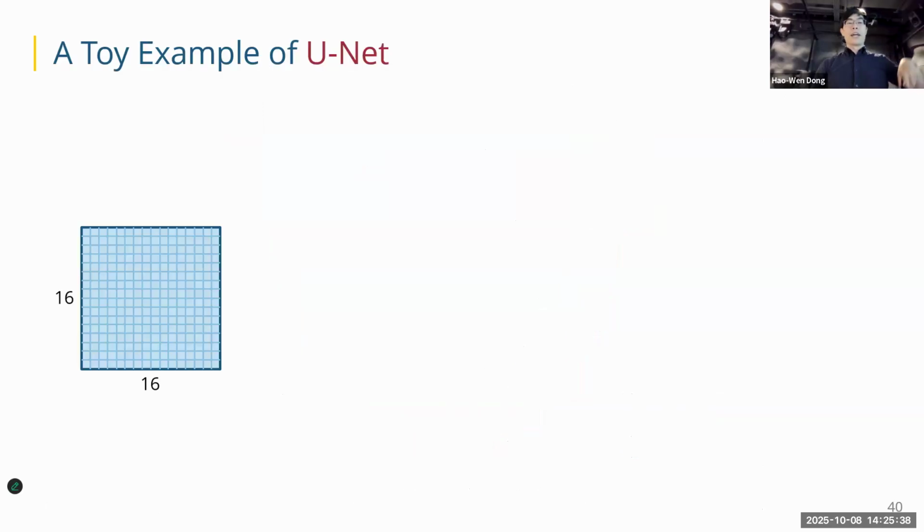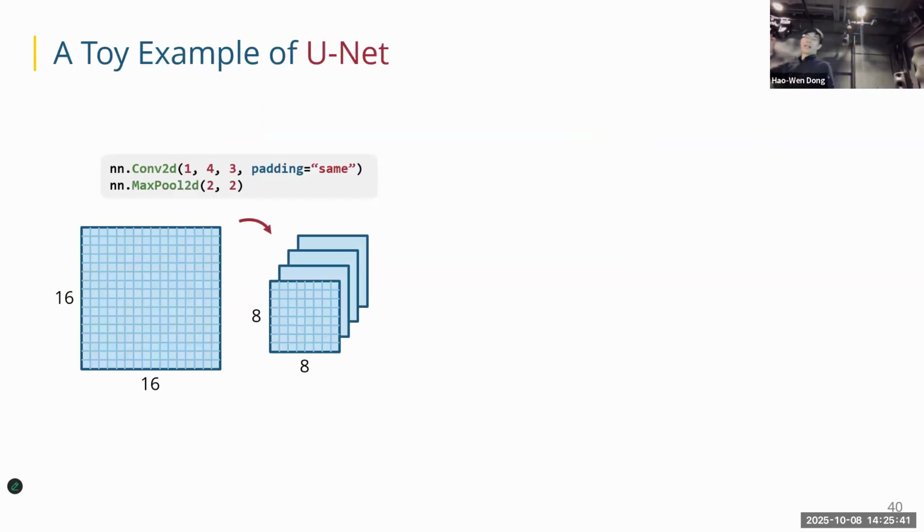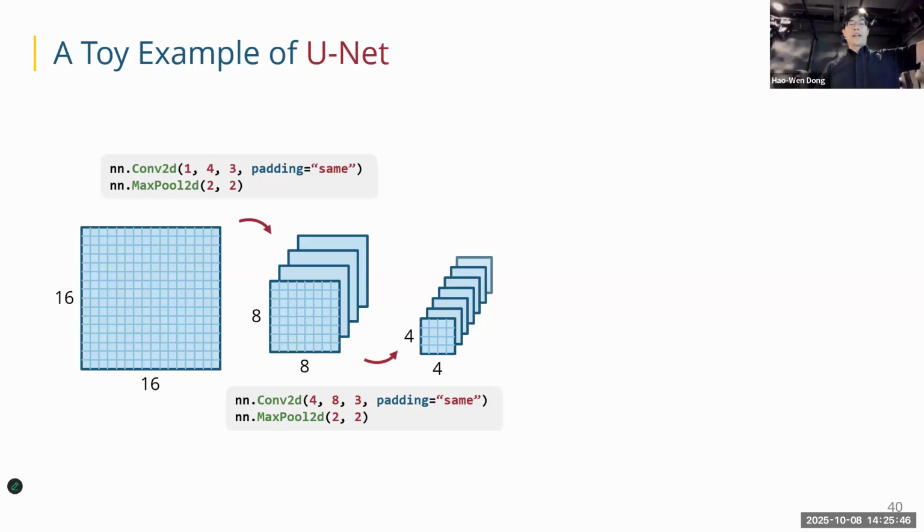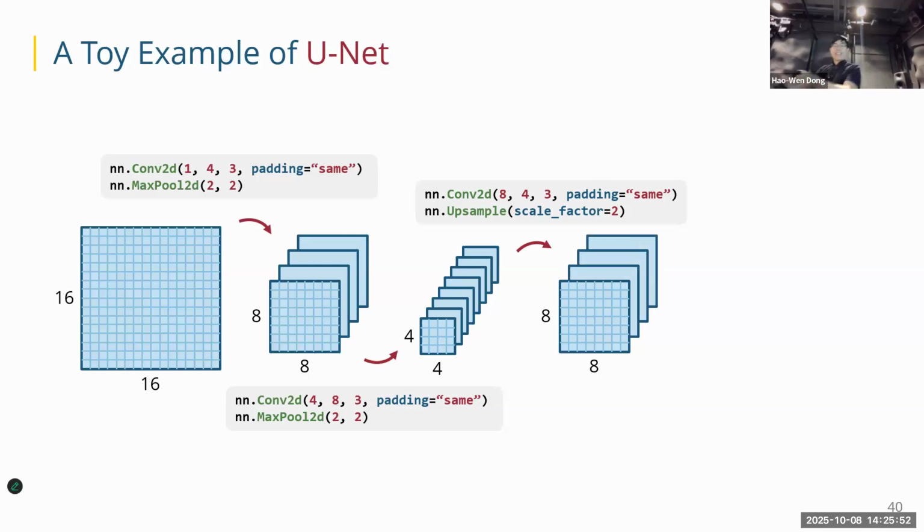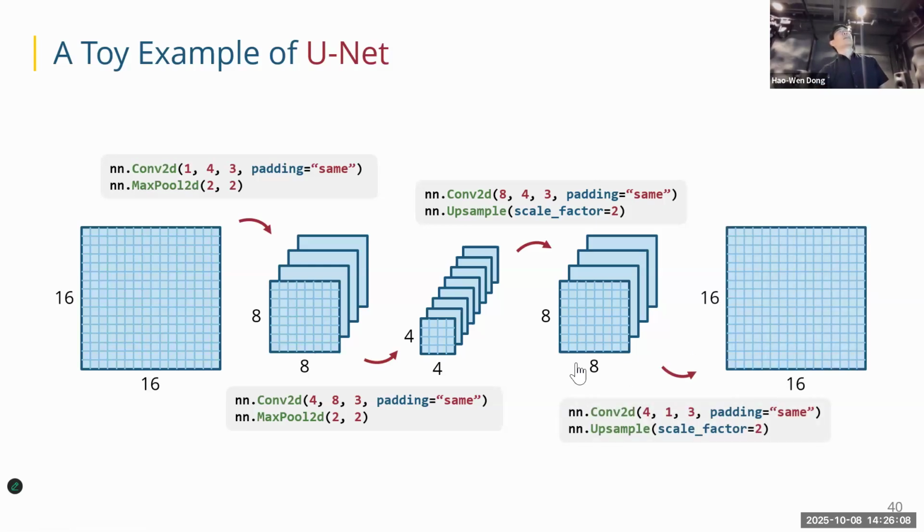A concrete example of UNet is that you can take 16 by 16, downsample it into 8 by 8 with 4 channels, then downsample it into 4 by 4 with 8 channels. Then on the way back, you do convolutional 2D, and then you use an upsampling layer to scale it back to 8 by 8 with 4 channels. Then again convolutional 2D, and then an upsampling layer to expand it into 16 by 16.